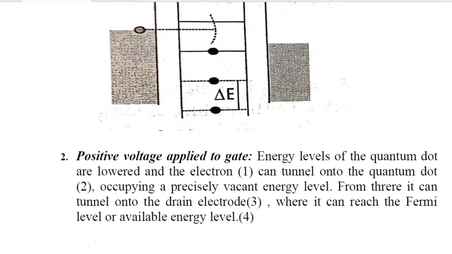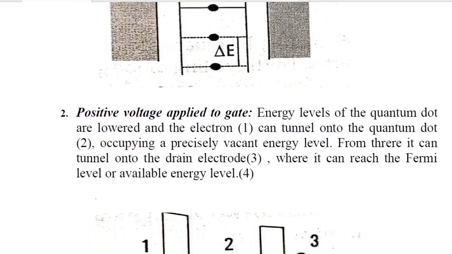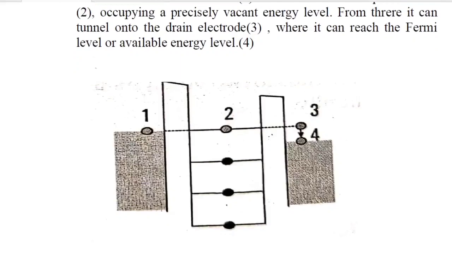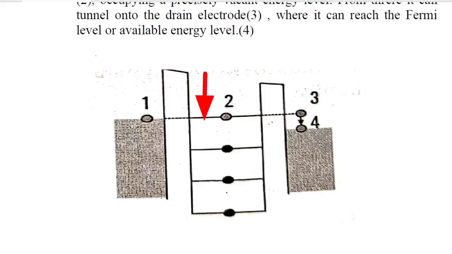Then what is the role of a gate here? That is the second state. Consider you are applying a positive voltage to the gate terminal. Then the energy levels of the quantum dot are lowered and the electron, please check the figure, can tunnel onto the quantum dot and occupy a precisely vacant energy level in the quantum dot. From the quantum dot, it can tunnel onto the drain electrode, where it can reach the Fermi level or the available energy level.